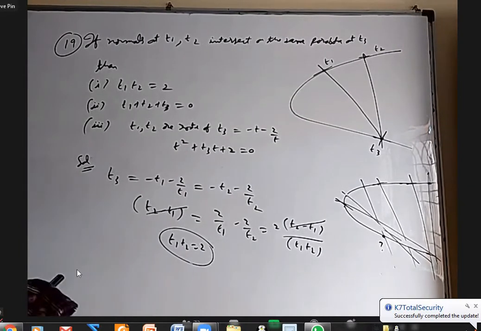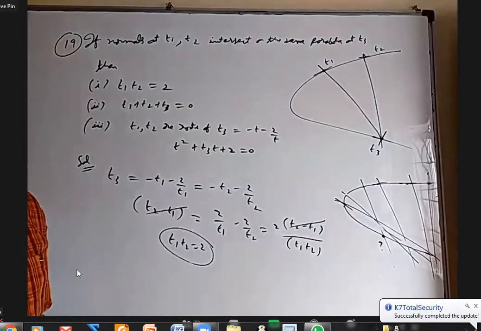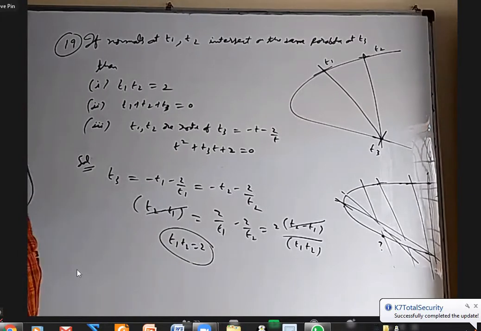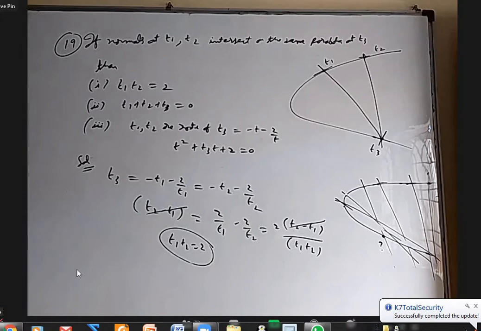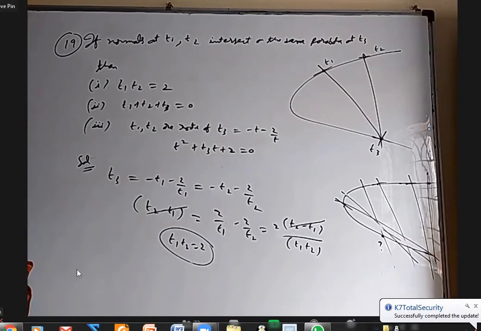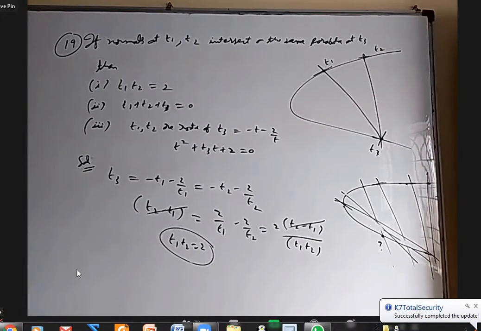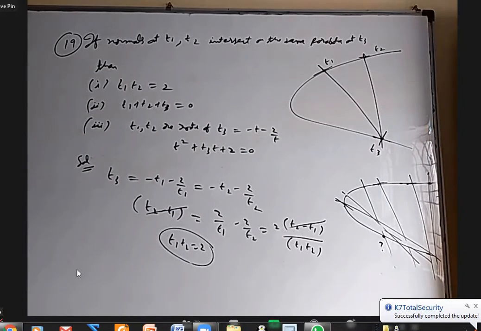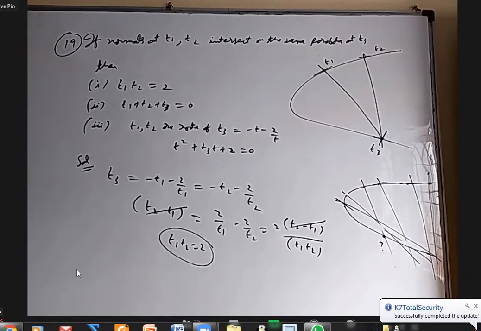Sir, is it 2a? Okay, let us see. Why do you want to say 2a? Anything specific? Sir, the x coordinate is a into T1 plus 2 by T1 squared. So I differentiated that and equated it to 0. So I got T1 equals root 2, so a T1 squared equals 2a. Oh, sorry, one.